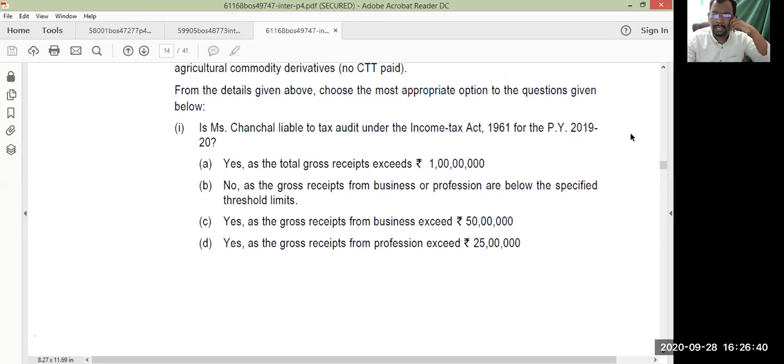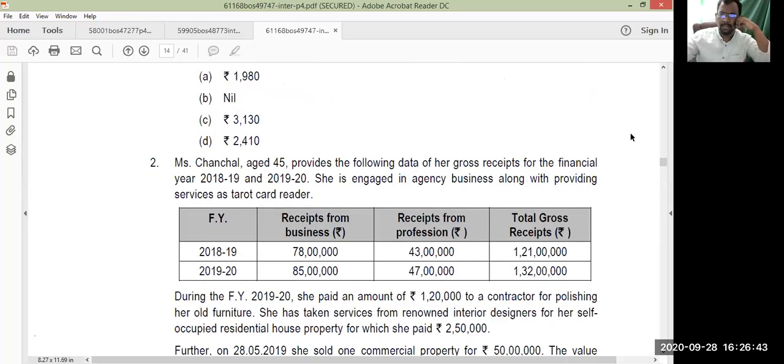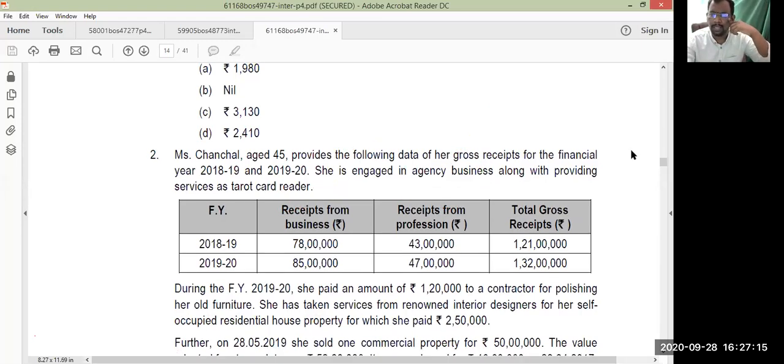But basically, you will get a doubt here. 85 lakhs is the turnover, business receipts. 47 lakhs is the receipts from profession. So total receipts are 1 crore 32 lakhs now. So it has exceeded 1 crore now. You should not apply it like that. For business, a separate 1 crore limit is applicable. For profession, a separate 50 lakhs limit is applicable. You should not aggregate both and look at whether it exceeded or not. Not like that. Separately, you need to look into the limits. Her business turnover has not exceeded 1 crore, and professional receipts have not exceeded 50 lakhs. Hence, she is not liable for any tax audit.